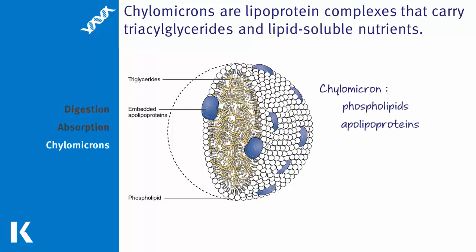Phospholipids and apolipoproteins form the outer layer of the complex. These molecules protect the hydrophobic components from the aqueous environment because they are amphipathic. These hydrophobic components are the triacylglycerides, cholesterol, and vitamins A, D, E, and K. The function of chylomicrons is to carry these hydrophobic components throughout the body. So let's investigate how these complexes leave the enterocytes.